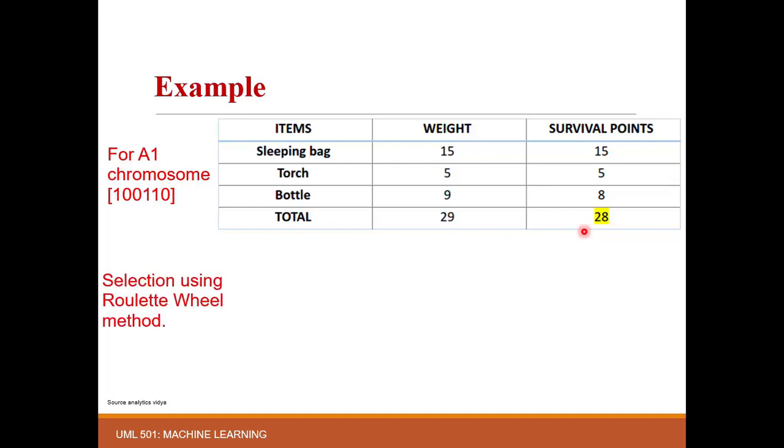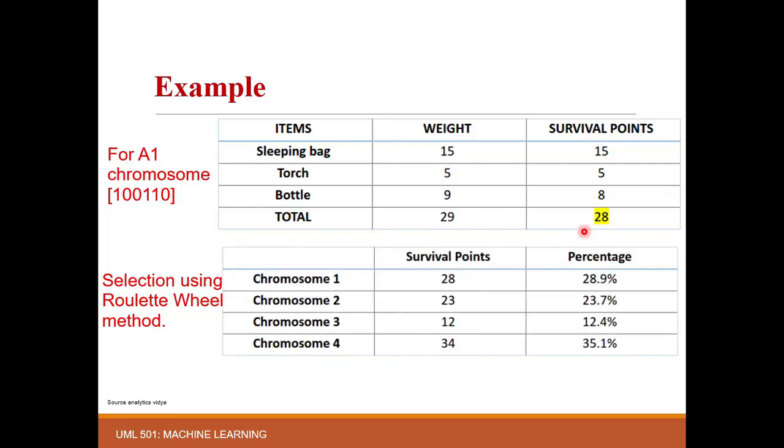Selection using the roulette wheel method. Here we will select the individuals for mating using the roulette wheel method, which we discussed in our previous lecture. For selecting individuals with the roulette wheel selection method, we must have the fitness values and the corresponding chromosomes. Here we have chromosome 1, chromosome 2, chromosome 3 and chromosome 4 for individuals A1, A2, A3 and A4. Now we have the survival points, calculated using the method I have told you, similar to A1.